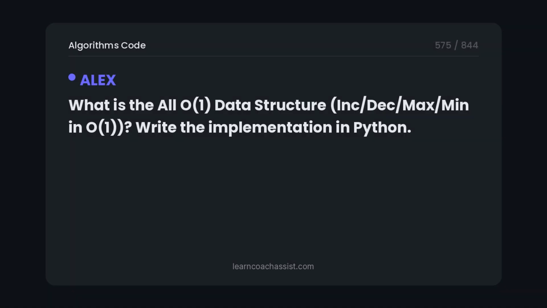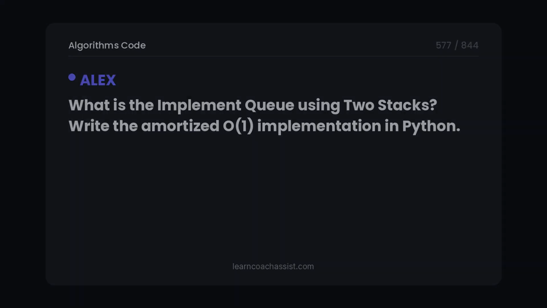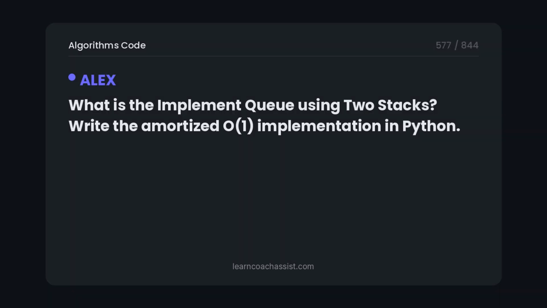What is the all O(1) data structure, inc, dec, max, min in O(1)? Write the implementation in Python. Use a doubly linked list of buckets, each bucket equals a count plus a set of keys, plus a hash map from key to bucket. Inc/dec move keys between adjacent buckets. All ops O(1).